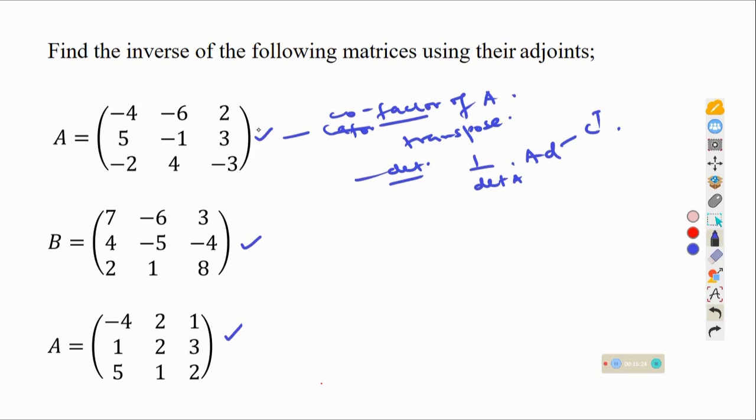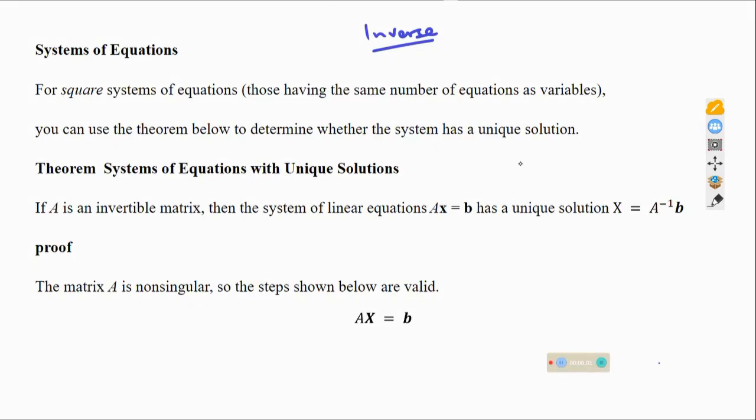So you should be able to get the inverse of A, the inverse of B, and the inverse of C. At the moment, I assume that everyone is now able to find the inverse of any invertible matrix. If that is the case, we shall then look at how best we can use the inverse of a matrix to solve a system of equations. So we shall be considering a square system of equations.